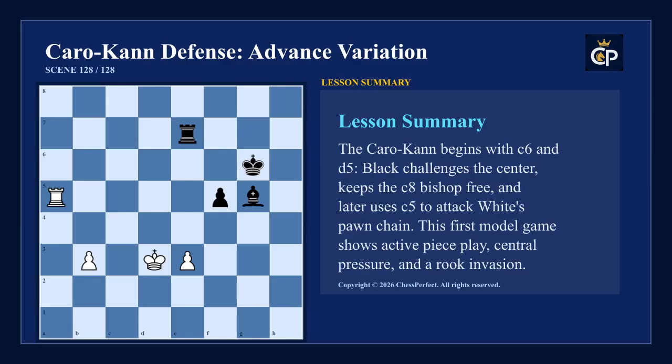As we saw in this lesson, the Caro Kann begins with c6 and d5. Black challenges the center, keeps the c8 bishop free, and later uses c5 to attack White's pawn chain. This first model game shows active piece play, central pressure, and a rook invasion.